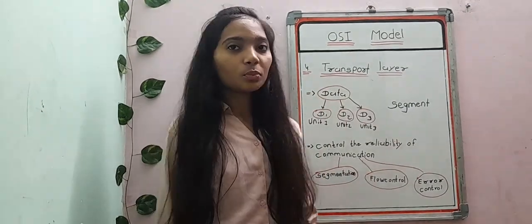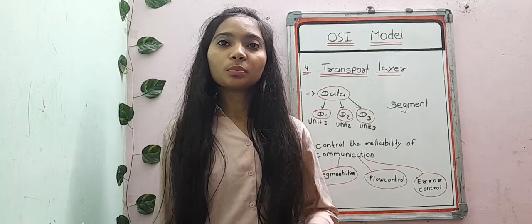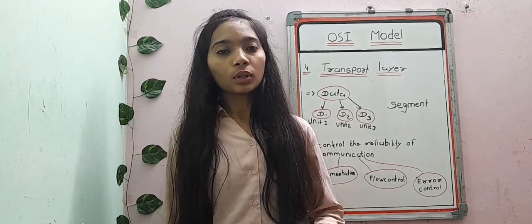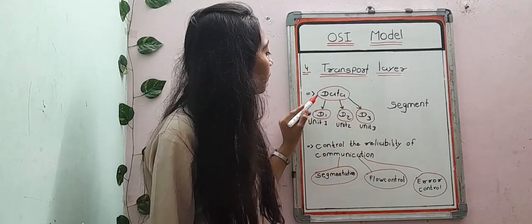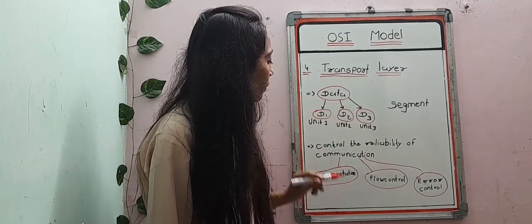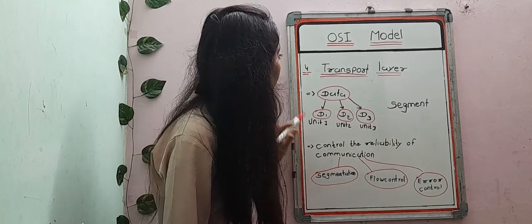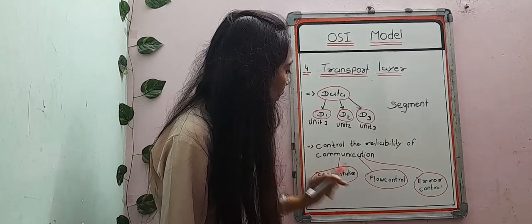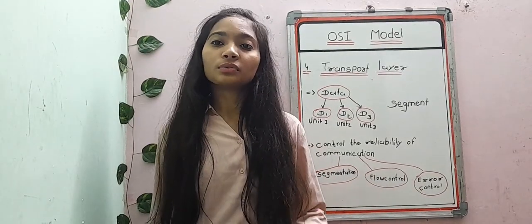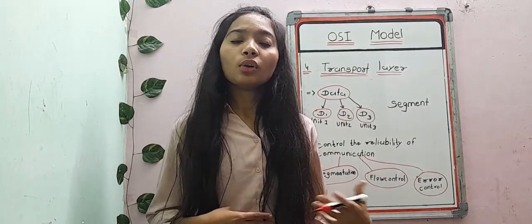Fourth is the transport layer. The transport layer is responsible for delivery of a message from one process to another. The transport layer converts data into different units and makes segments. It controls segmentation, flow control and error control. Functions of the transport layer: routing and logical addressing.